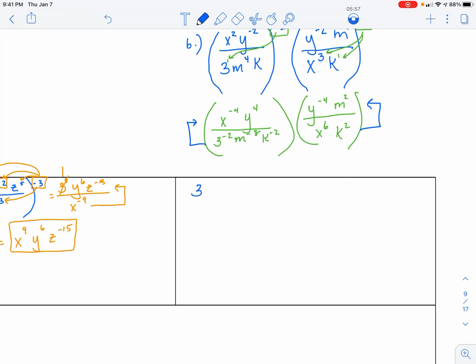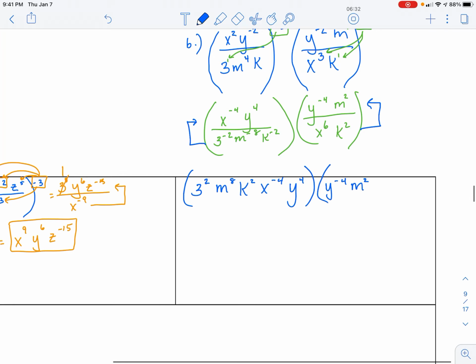We'd have 3. And remember what happens when I move any exponent upstairs or downstairs, the sign on that exponent is going to change. So 3 to the negative 2nd power, when I move him upstairs, will become 3 squared. M to the 8th, k to the 2nd, x to the negative 4th, because that's already up there. I'm going to put that in parentheses. And actually I'm just going to go ahead and write what's up there already and leave that there.